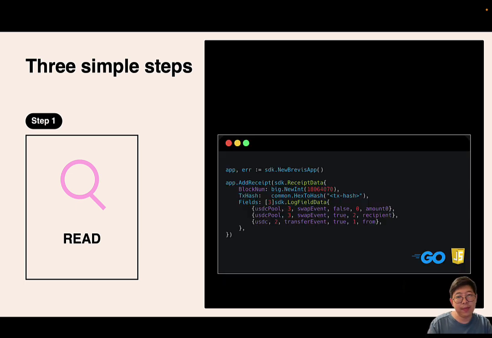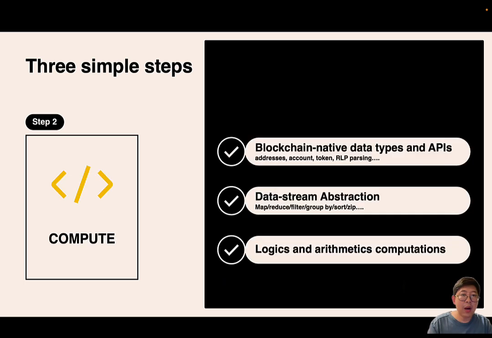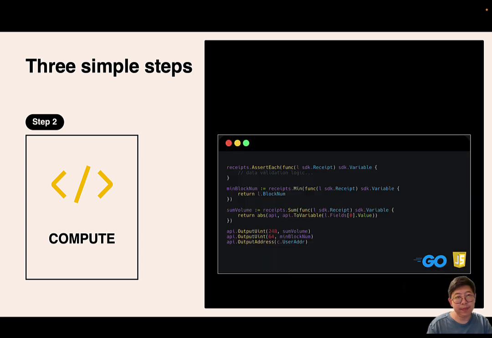And then, after you specify what kind of data you want to read, you can specify the computation logic. This is where the business logic lives. Things like calculating the trading volume of a particular user are calculated here. We offer a very easy to use data stream API where you can do map, reduce, filter, group by, sort, zip, and all sorts of basic computations to manipulate this data stream.